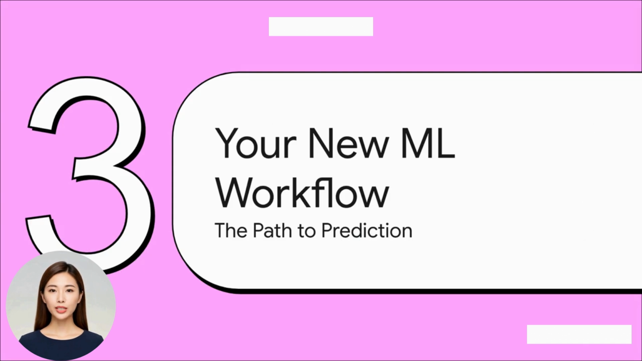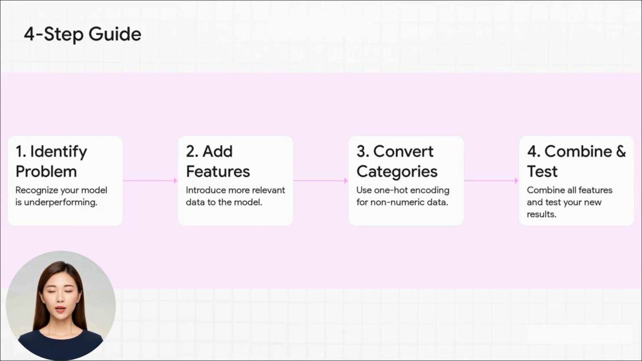Super cool. So let's just take a breath and think about what we've learned. We've gone on a whole journey here, from a totally failing model to a highly successful one. So let's boil this whole process down into a simple workflow that you can use on your own projects. Here it is, in just 4 steps. First, you identify that your model just isn't performing well. Second, you add more relevant data, more features. Third, and this was the big takeaway from today, you make sure you convert your non-numeric categories the right way, using something like one-hot encoding. And finally, you combine all your features, test your results, and iterate until you get the performance you want.